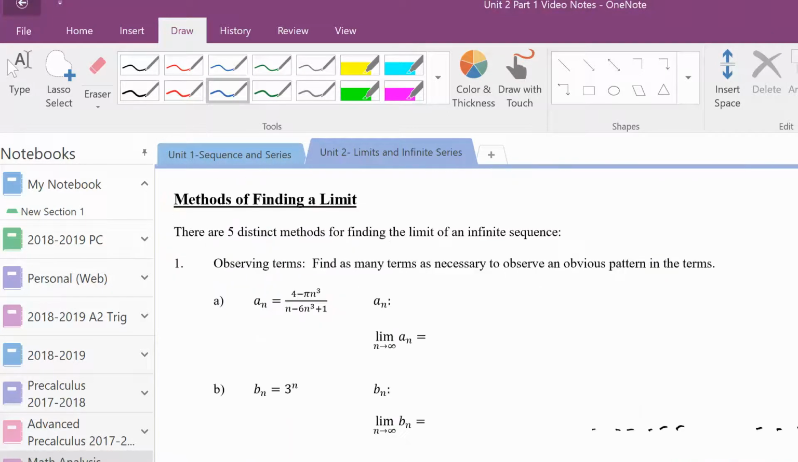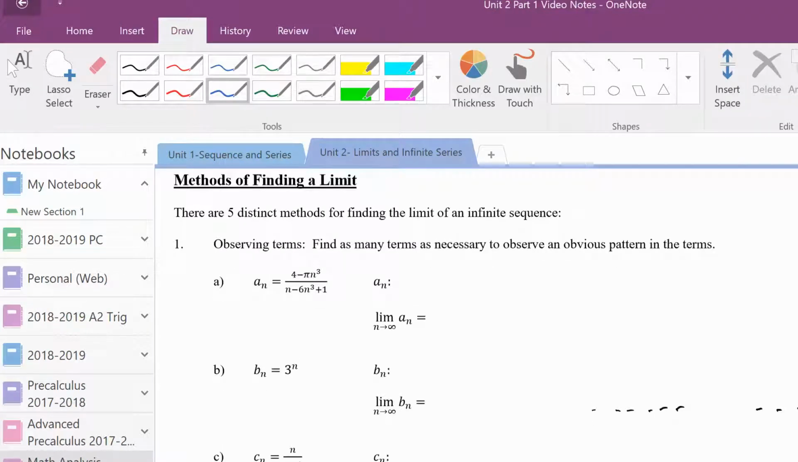So, methods for finding a limit. There are 5 methods that we'll talk about. The first one is what's called observing terms. So when we look at a function like this, we want to observe the pattern in the terms.